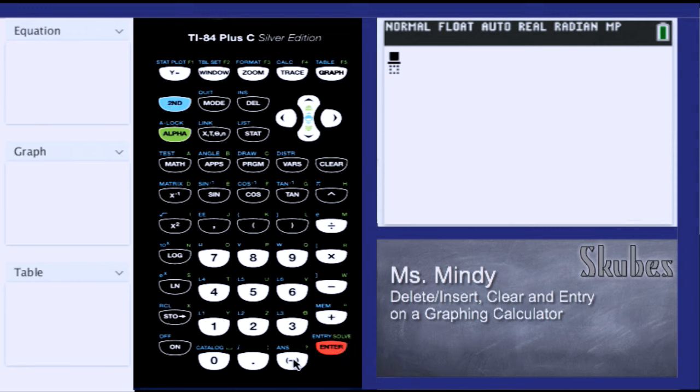This is just the quadratic formula, negative 3. So negative, and then a 3, and then a plus, the square root of. So I go to second, and the x squared button, 3 squared. So 3, and I'm going to raise it.